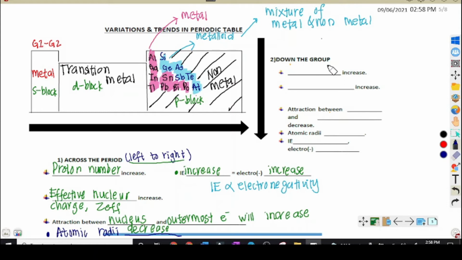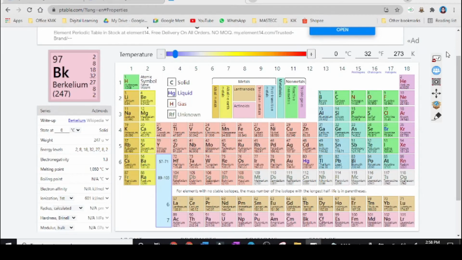Second, when going down the group, the number of shells will increase. So they will increase the shielding effect as well. Hence, the attraction between, you must mention, the nucleus and the outermost electron will decrease. So the atomic radii will increase. So take a look at your periodic table.